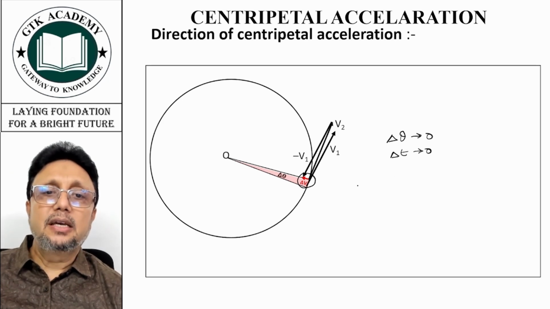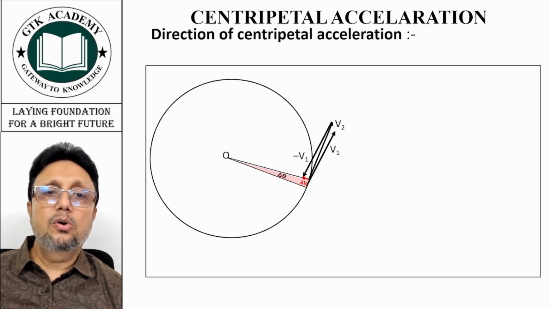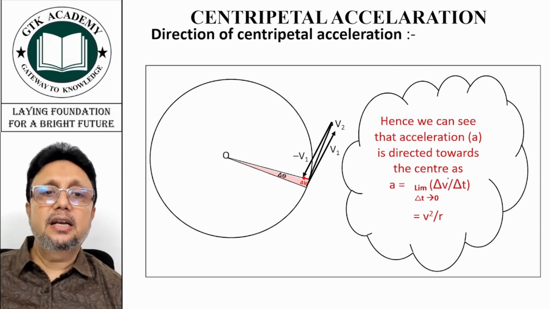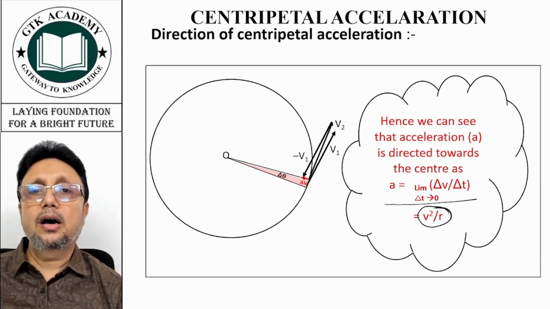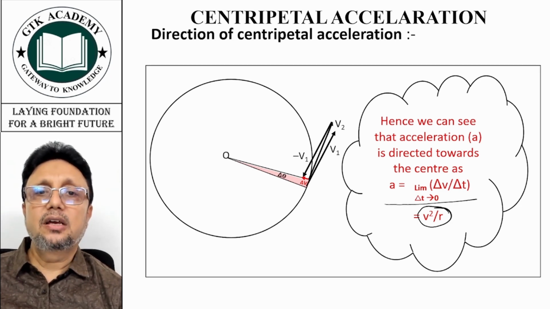So that means instantaneous acceleration, which we are calling centripetal acceleration, will be equal to delta V upon delta t, limit delta t tending to 0, and its magnitude we already told, V square upon R. So hence we can see that acceleration is equal to delta V upon delta t, limit delta t tending to 0. Its value is V square upon R. Hope you have understood how the direction of centripetal acceleration is towards center.